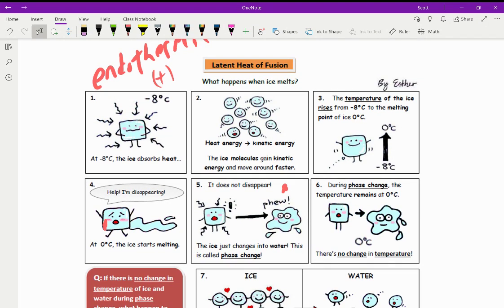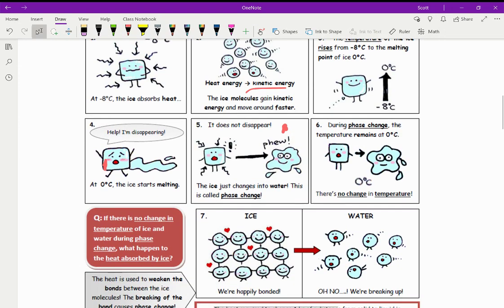Now, when the ice absorbs the heat, if it's below 0 degrees, as it is here at minus 8 degrees Celsius, it's going to increase its vibration movement, increase its kinetic energy. And once it gets to 0 degrees Celsius, that kinetic energy will stop increasing and all the energy will go towards changing the state. Right? So the change of state is where you get this heat of fusion business.